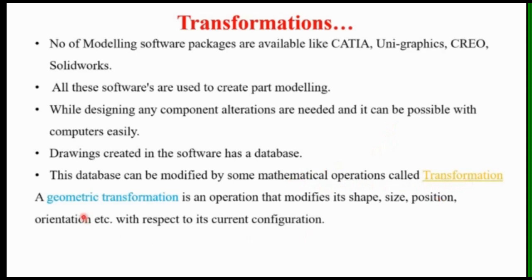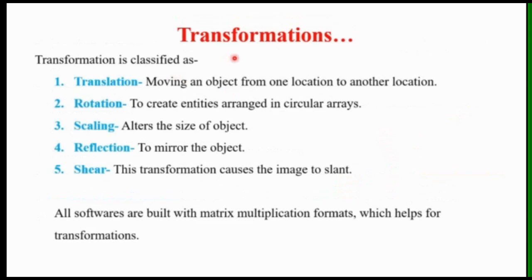A geometric transformation is an operation that modifies shape, size, position, orientation, etc. with respect to the current configuration. So if we want to change the size or enlarge it, scaling is possible; rotation; or translating the object from one position to another. This geometrical transformation is required. It can be classified into these basic classes: translation, rotation, scaling, reflection, shear.